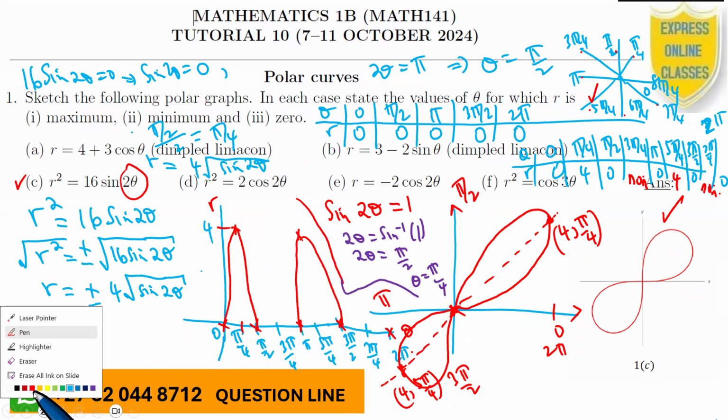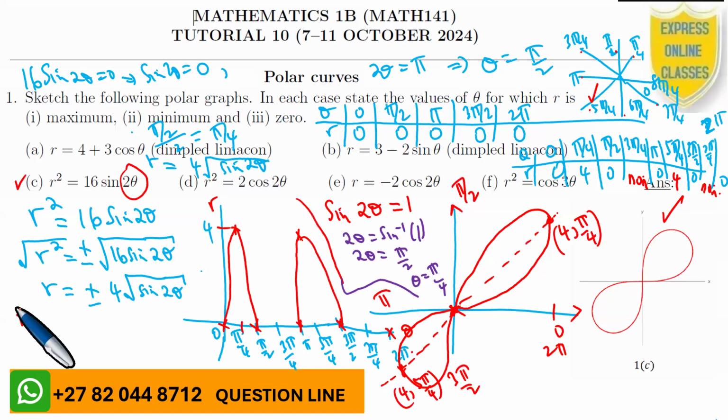What would be Roman figure 1, the maximum? Roman figure 2, the minimum. Roman figure 3, 0. The maximum is going to occur at theta equals pi over 4 radians, 5 pi over 4. The minimum is going to occur at what? Good. Where we have the smallest value of r.